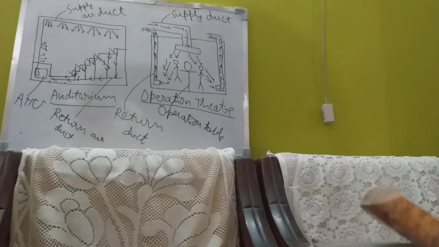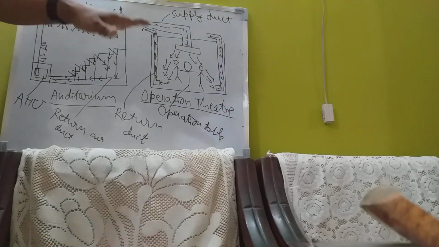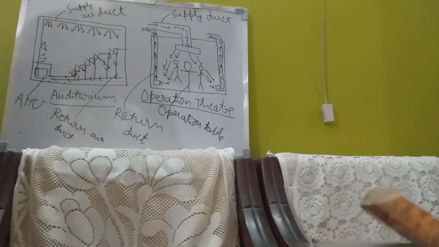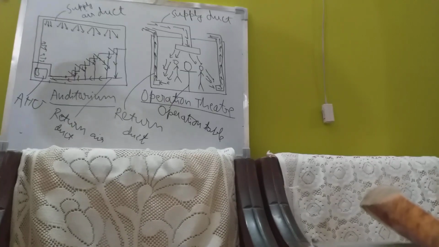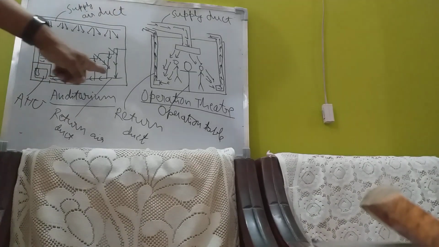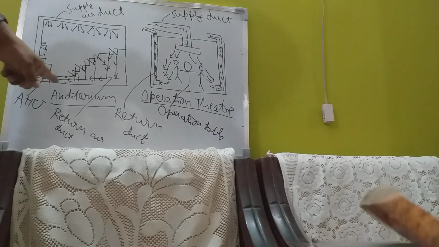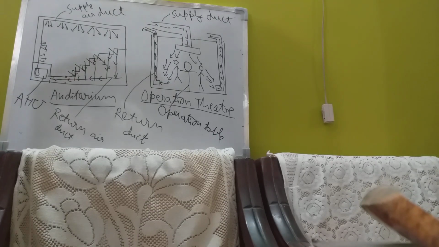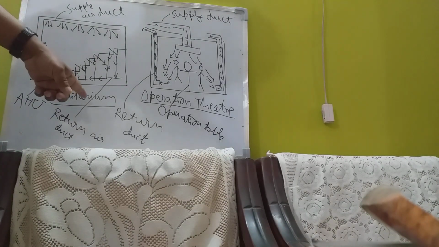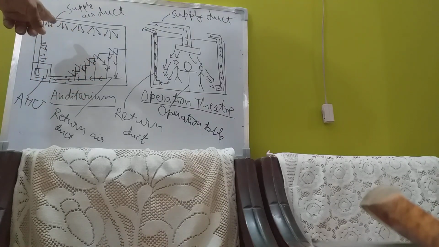What ducting layout you are making for general shopping malls, etc., is not going to work here. Here you are to have a separate ducting system for that. And that's what we are doing here. In this case, this is the theatre. This is an auditorium. This may be auditorium, this may be cinema hall. Instead of auditorium, I can tell it is a cinema hall also.